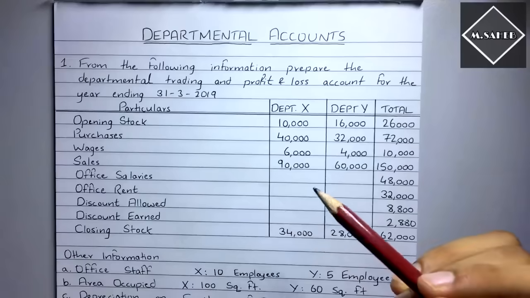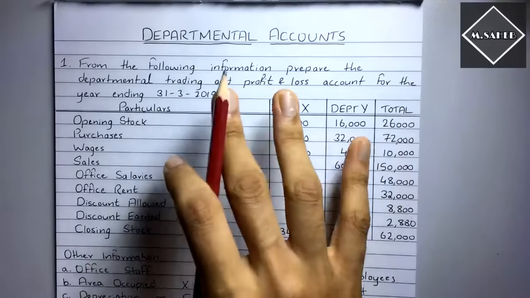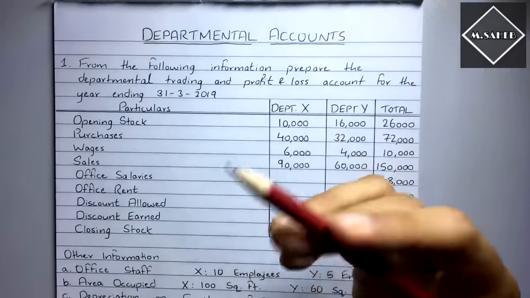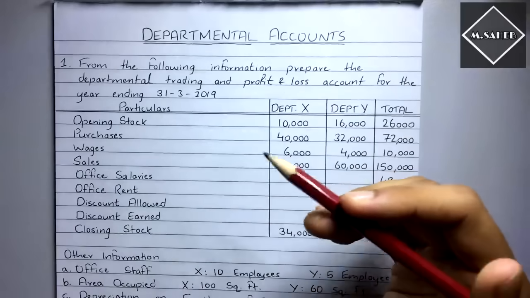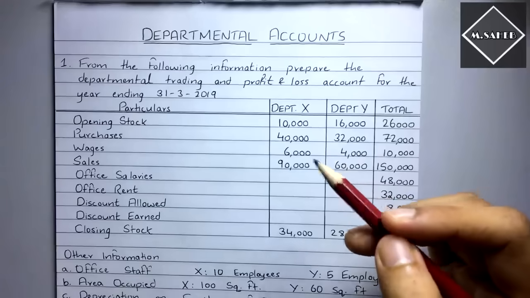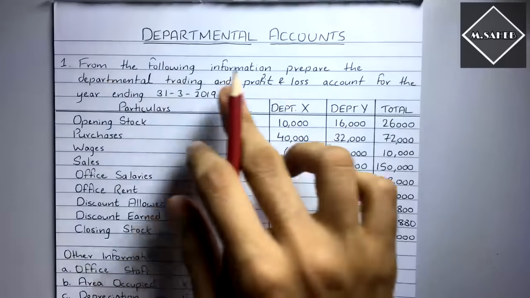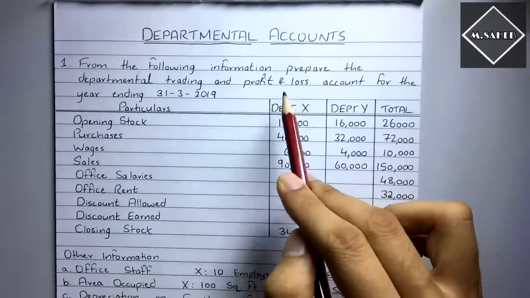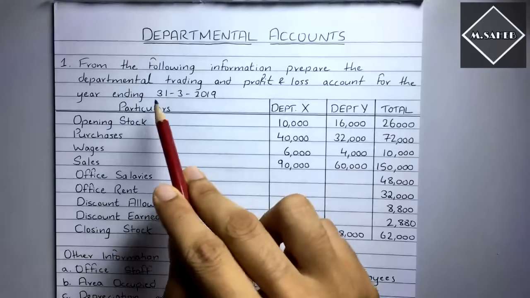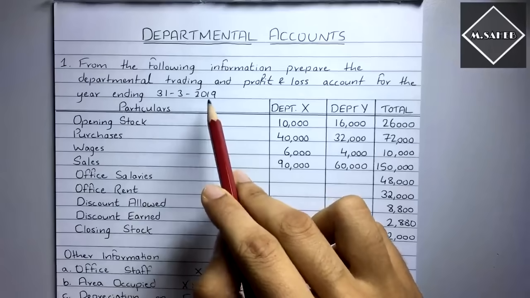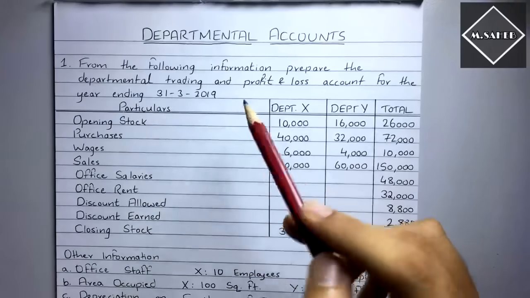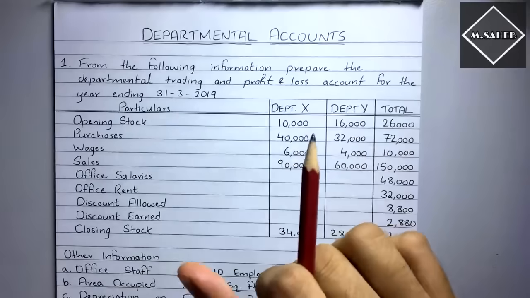Okay, so now in this video we are going to solve this simple problem just to start off the departmental accounts and practically see how to prepare these accounts. So here's the question. From the following information, prepare the departmental trading and profit and loss account for the year ending 31/3/2019. See, departmental trading and profit and loss account, that's what we prepare in this chapter, right?